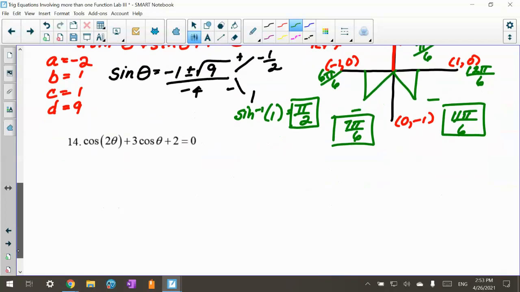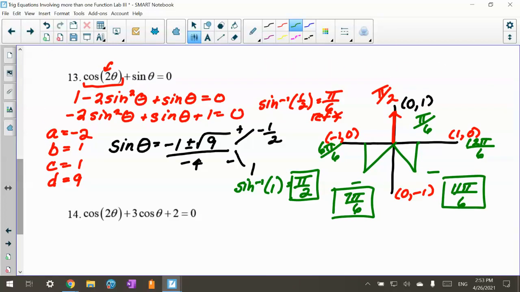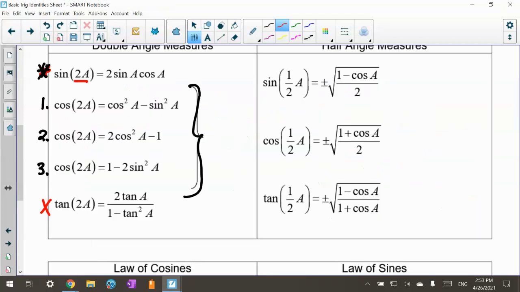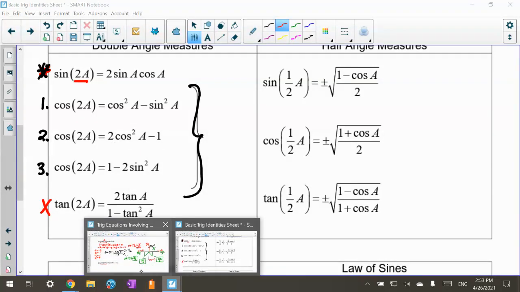Here we go. I have cosine of a double angle. But look at this one compared to the one we just did. There's sine in here. This is cosine. So when I go look at the double angle formula, I'm going to pick the one with cosine because I want to be smart about which one I pick. So the one with cosine is right here, is number 2. This is what I'm going to plug in there, in that spot, because you don't want to leave the double angle there. Okay?